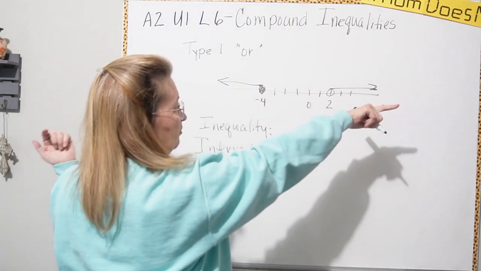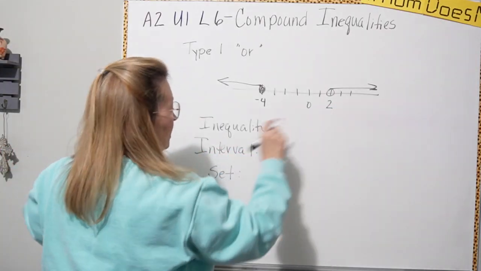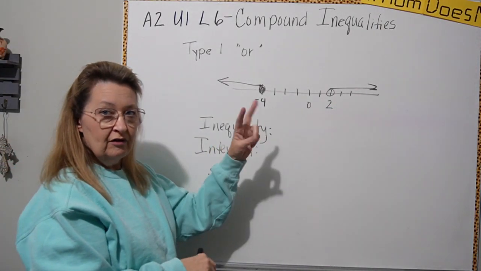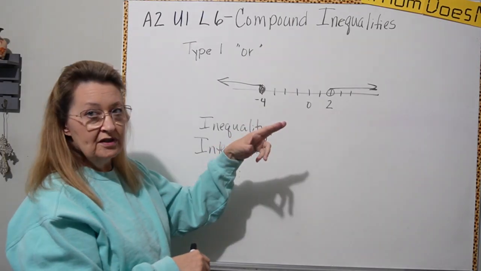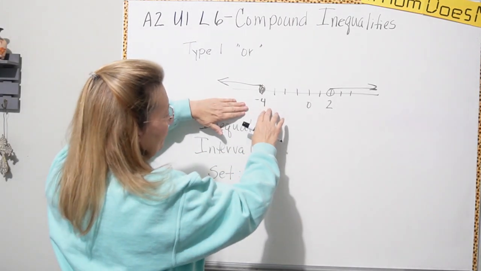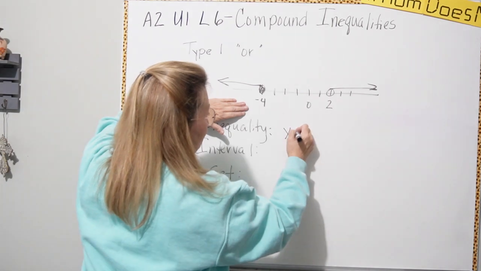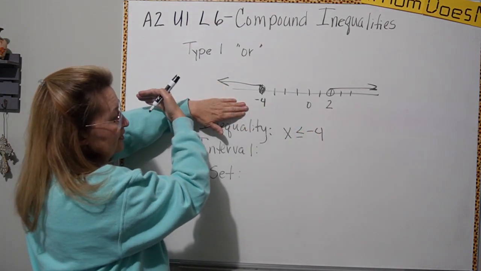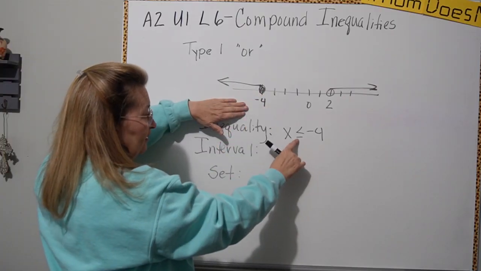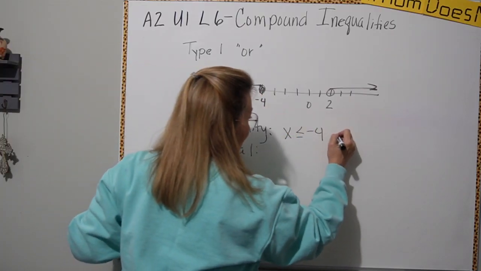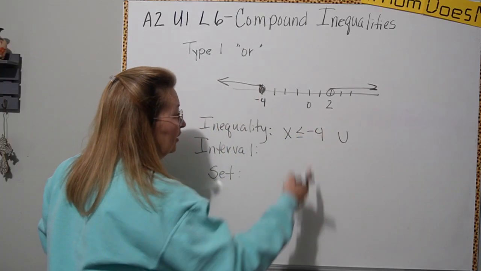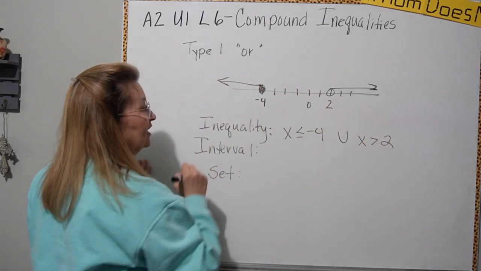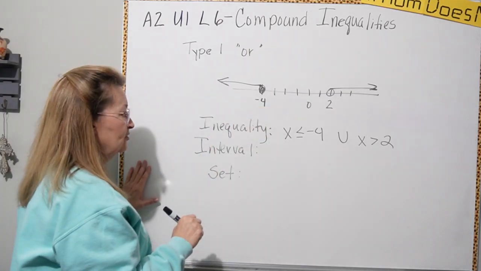There's two lines and they both go in opposite directions. Now if I was asked to write this as an inequality, you're going to have two separate phrases with the union symbol in the middle. So how would I write this? Well, x is less than or equal to -4 because it's going that direction, and since it's a solid dot, you have the less than or equal to. Since there's a gap, we're going to put the union symbol, and then this would be x is greater than 2 because that's an open circle and the line goes that direction.